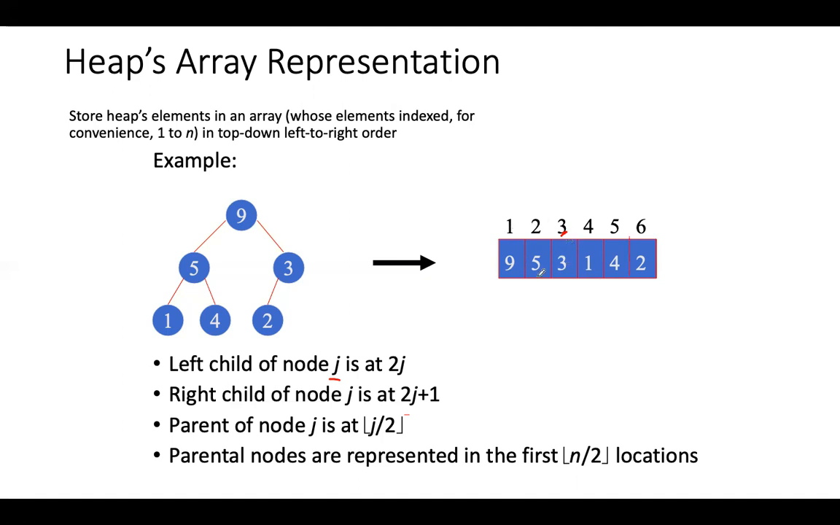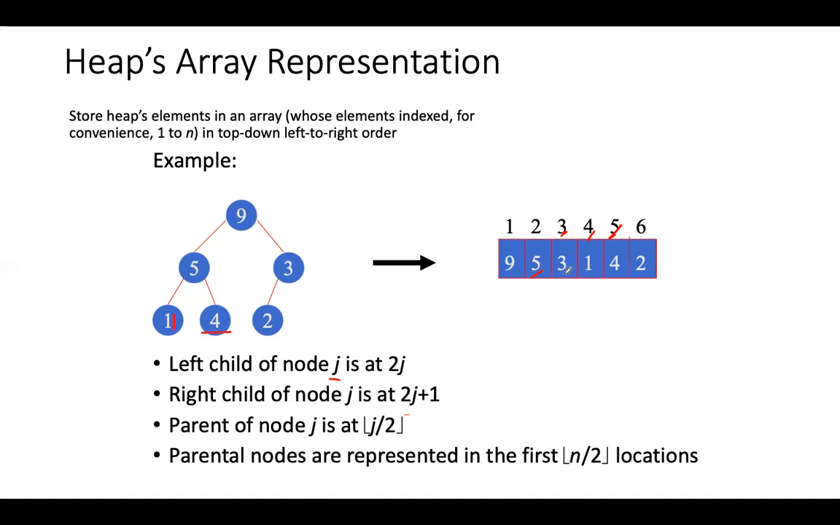Similarly, I want to find out in which location the children of 5 are present. Okay, J is 2. So the left child will be present at 2 into 2, that is the 4th location. And you can check in the graph, its left child is 1, which is present at the fourth location in the array. Similarly, for node 5, I want to find out its right child. Right child means 2J plus 1. 2 into 2, 4, plus 1 is 5. So its right child is present at the 5th location. The right child is nothing but 4.